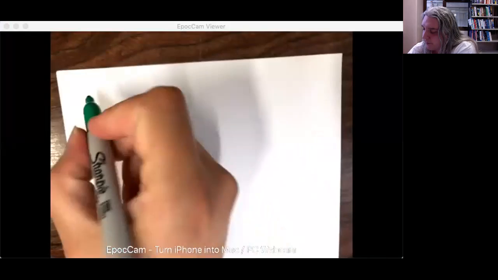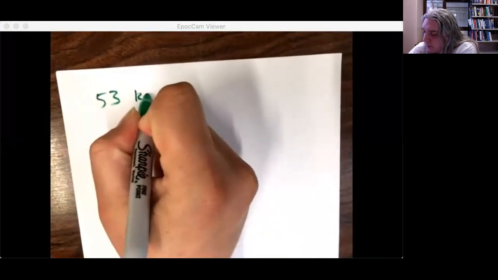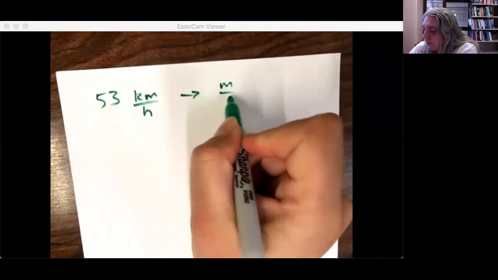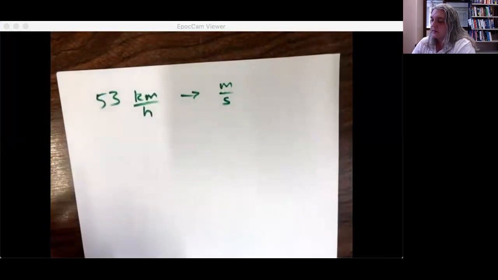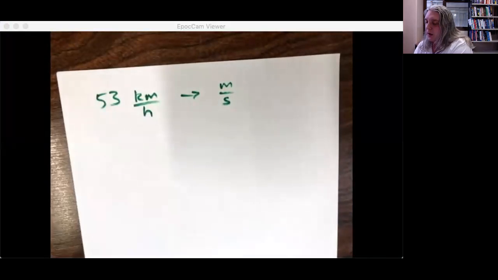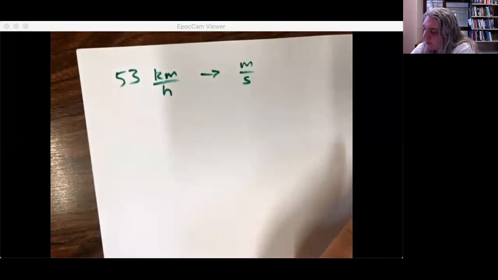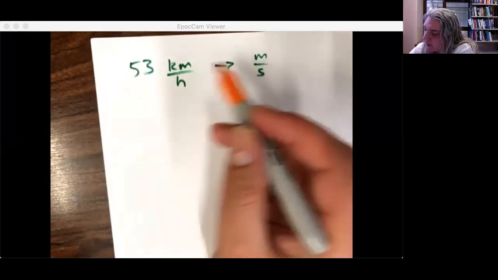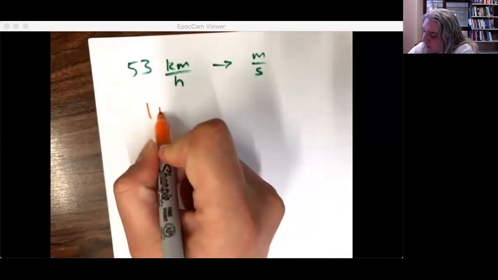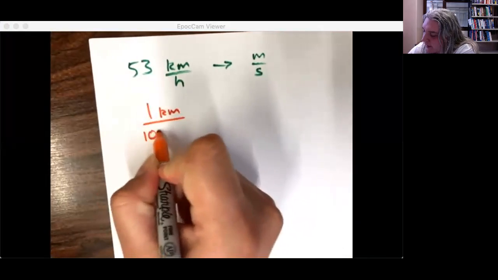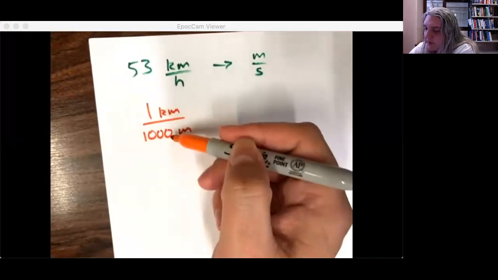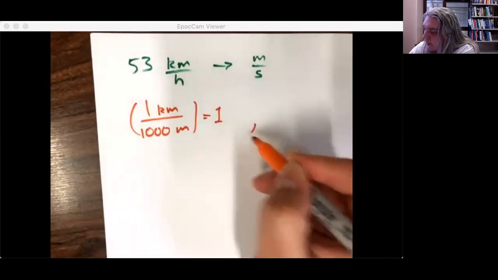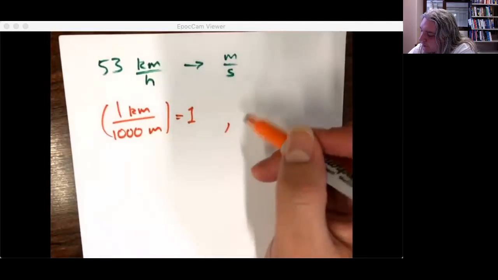So we've got 53 kilometers per hour, and we want to convert it into meters per second. So remembering that all we can do is multiply by 1, let's think about the fractions we have that are equal to 1 that are going to be useful for us. Well, we want kilometers into meters. So we have 1 kilometer over 1,000 meters. All right, 1 kilometer is equal to 1,000 meters. So this whole thing is equal to 1, which is good. We can use that. And then we've got hours and we've got seconds.